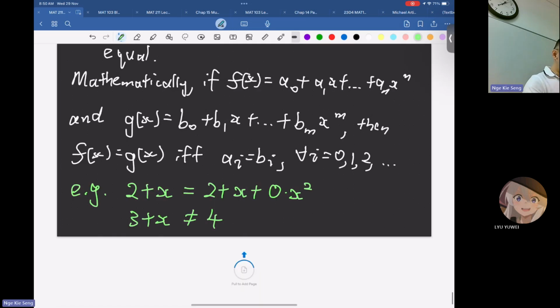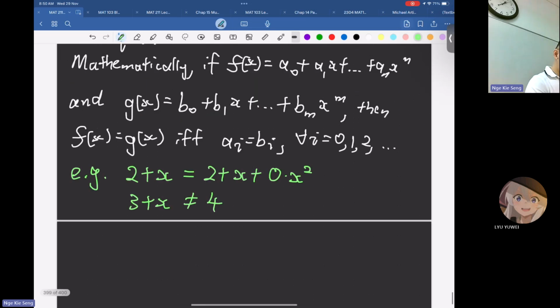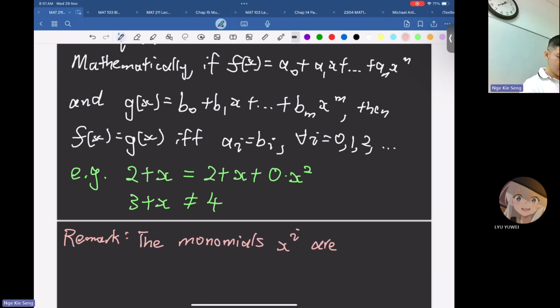So there's a remark here. From here, you can somehow see that the monomials x^i are independent. That's why we need to compare the coefficients.